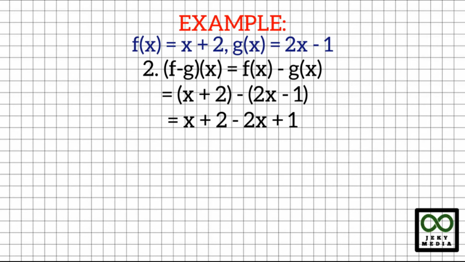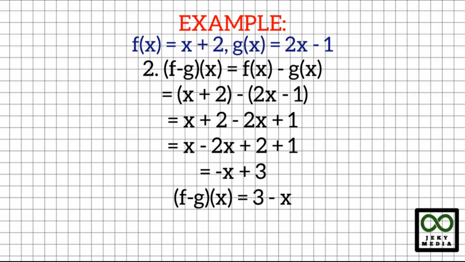Now let's collect terms with the same variable: x minus 2x plus 2 plus 1. Simplifying, this will become negative x plus 3. The difference of the functions can also be written as 3 minus x.